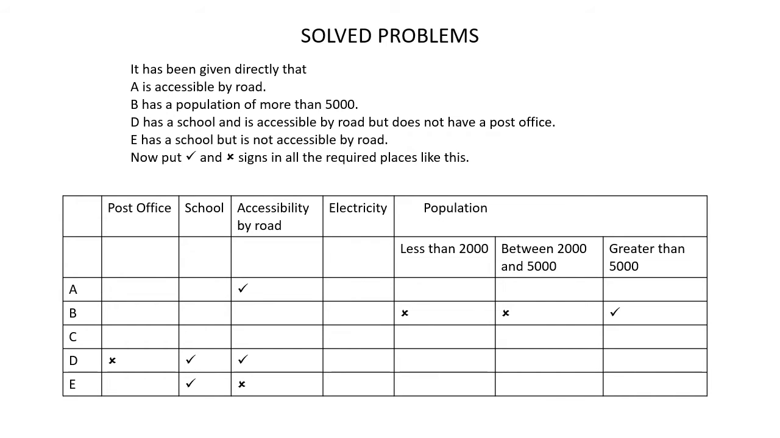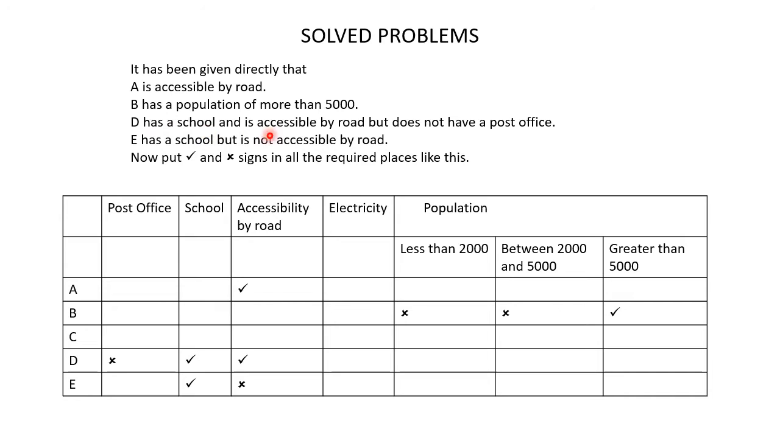Now start reading the information given in the problem. It's given A is accessible by road. So put a tick mark under accessibility by road for A. B has a population of more than 5,000. So put a tick mark under population greater than 5,000 for B. So if the population is greater than 5,000, then you can cross out the other 2 options of less than 2,000 and between 2,000 to 5,000 for B. So B's population is greater than 5,000.